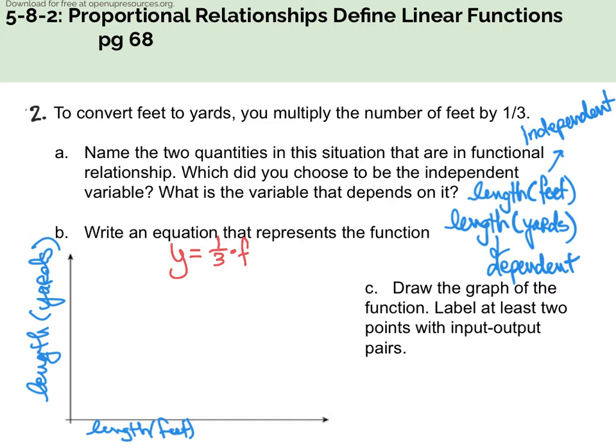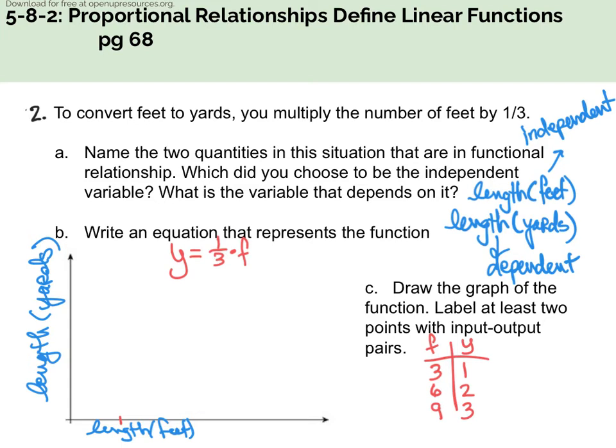So this is our equation that goes along with it. And then we want to figure out inputs and outputs, right? So we want to put in our feet length, and then figure out our yard length. So I'm going to say 3. 3 is my feet. So I'm going to take 1/3 multiplied by 3, and I'm going to get 1. And then let's do 6. 6 is my feet. 6 multiplied by 1/3 is 2. And then let's also put in 9. So 9 multiplied by 1/3 is 3. You don't have to do 3 points. I did 3 points.